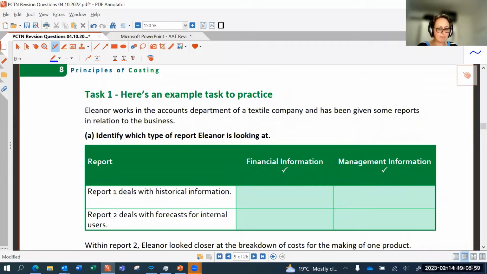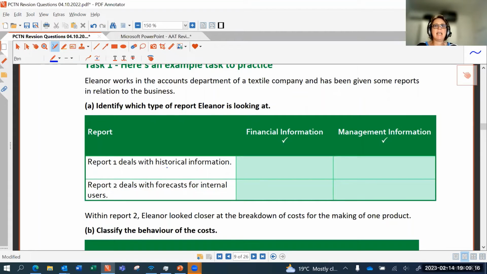So in task number 1 here, Eleanor works in the accounts department of a textile company. So textiles just meaning clothing, fabrics, that sort of thing. And Eleanor has been given some reports in relation to the business. We've got to identify which type of report Eleanor is looking at. So Eleanor's first report, report number 1, deals with historical information. Eleanor's second report deals with forecasts for internal users.